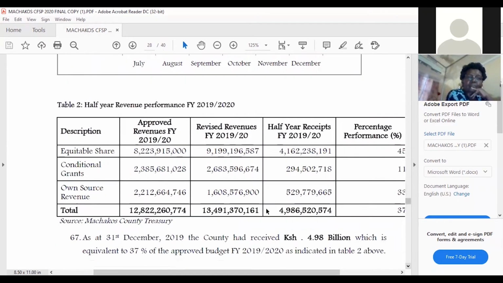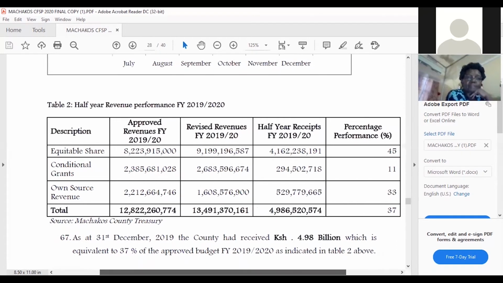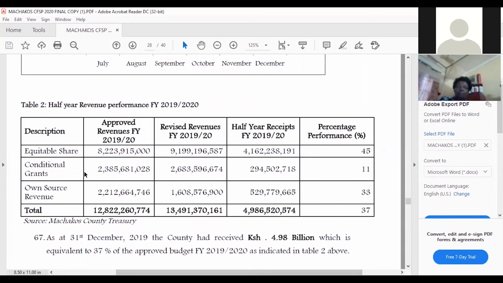It also gives the half-year revenue performance for the financial year 2019-2020. They are saying the equitable share, the approved revenues were 8 billion, and revised revenue 9 billion. And then for the half year, they managed to get 4 billion. So that is 45%. Okay.